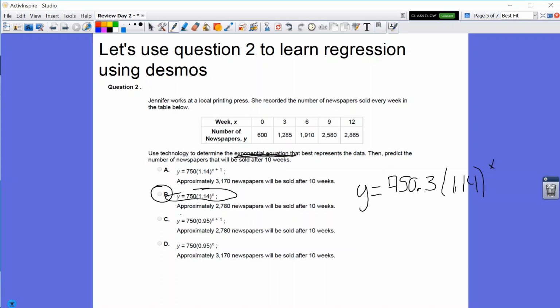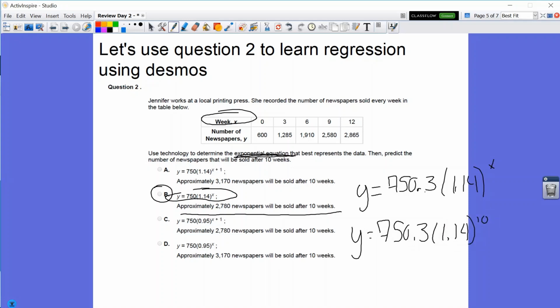But I do want to show you guys how we get this part. So it says, how many newspapers will be sold after 10 weeks? Since X is our number of weeks, we're going to plug in 10 for X. So we would have Y equals 750.3 times 1.14 to the 10th power. And if we type that into our calculator, or you could type this into Desmos, you would get 2,780 newspapers.